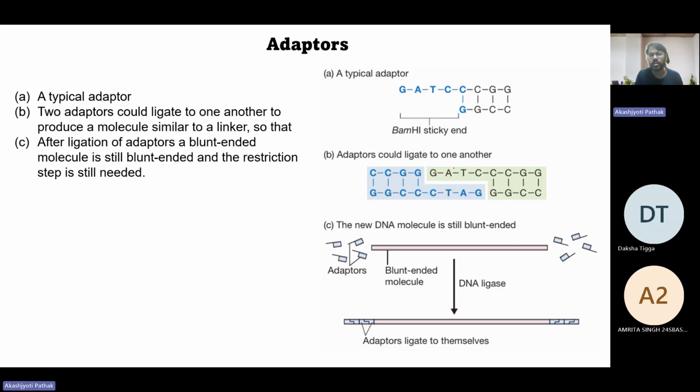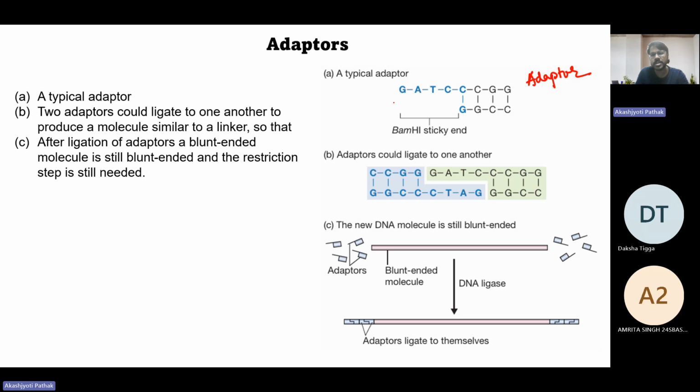So the adapters could ligate to one another. If you have sticky ends, then what will happen? Now you do not have just one molecule of adapter. When you are taking, for example, 5 microgram or 10 microgram of adapter, there will be several molecules of adapter. Now one molecule of adapter can ligate with another molecule of adapter, right? That can happen, because this adapter has sticky ends, so they can ligate with one another, and a blunt-ended molecule will be produced.